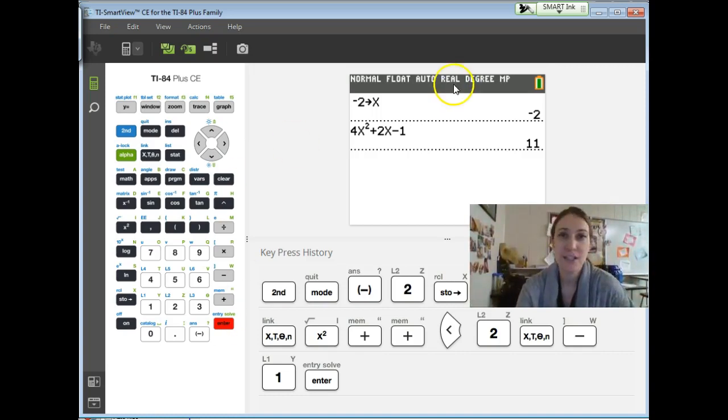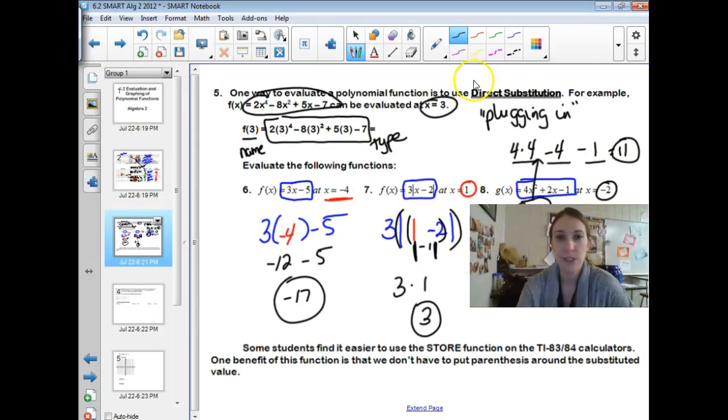Done. So if you like that store feature, go ahead and use that. Again, only used for like single variable evaluation.